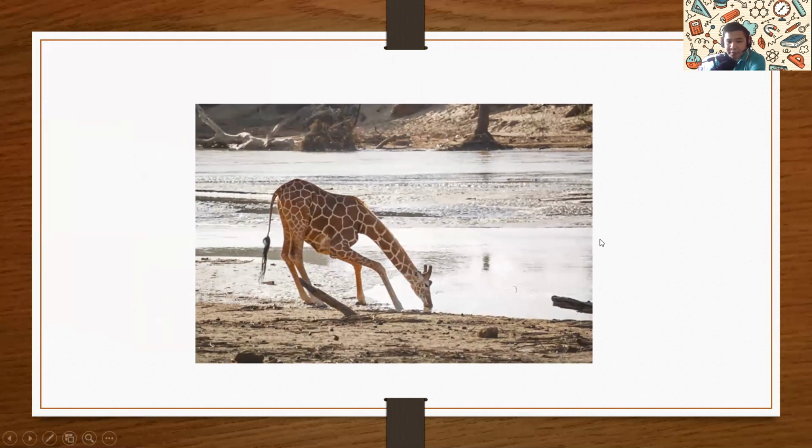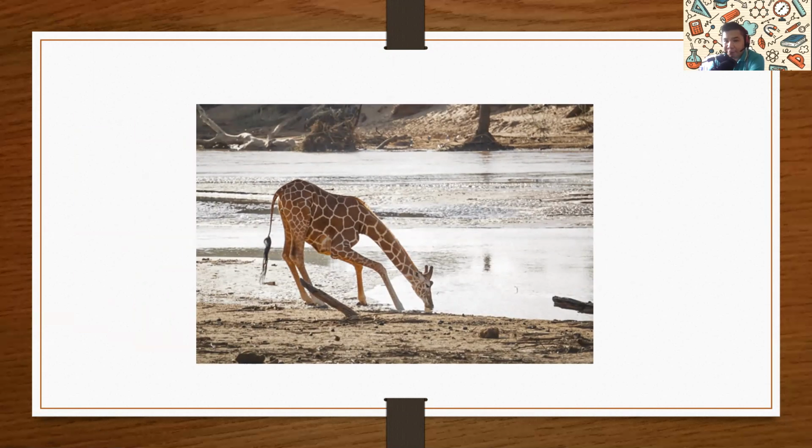First example, this one, a giraffe. Now, we talked about the giraffe. The giraffe has a long neck. It developed its long neck in order to eat the leaves on the trees. But a giraffe that has a long neck will still need to drink water. If you look at the picture here, the giraffe will usually be found in a place that has a lot of water or where it can drink water.